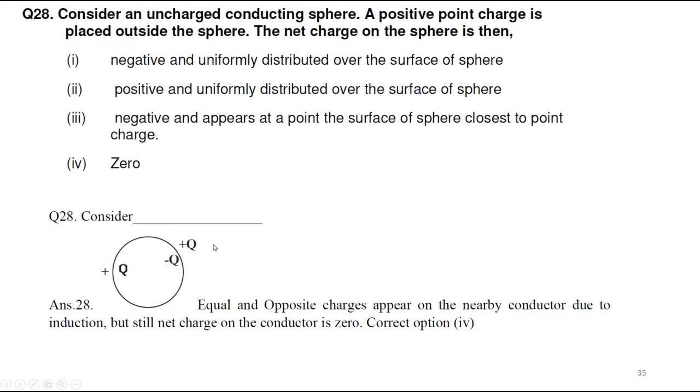So he is asking about the net charge. He is placing plus q close to this conducting sphere, an uncharged conducting sphere. This one is uncharged.